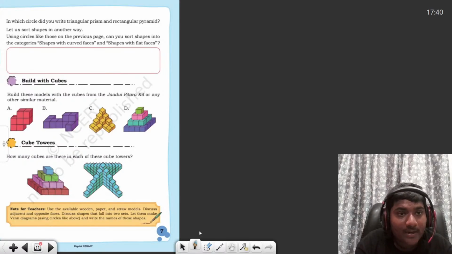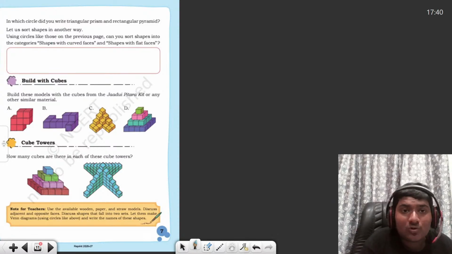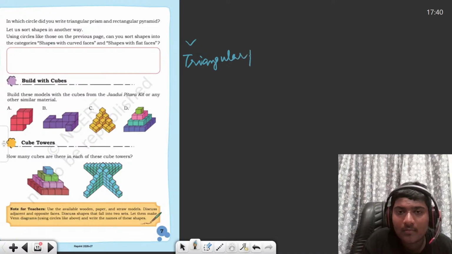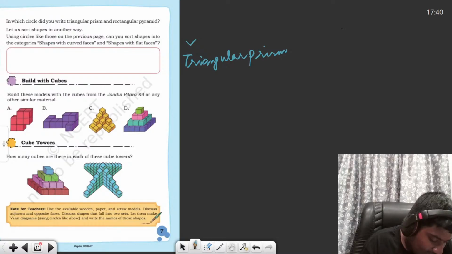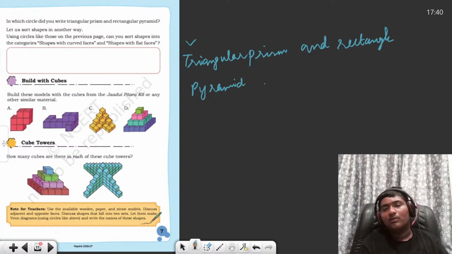In which circle do you write triangular prism? So this question answer: triangular prism and rectangular pyramid go in the intersection.